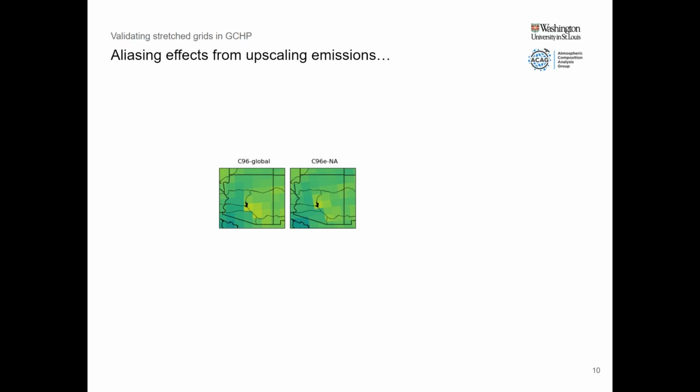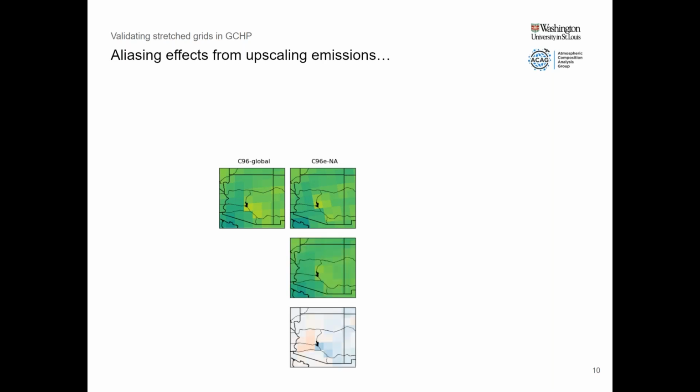Okay, so now I'm going to illustrate where things get a little bit tricky. On the left is a cube sphere simulation, and on the right is a stretch grid simulation. They have about the same resolution, and this area is Phoenix, Arizona, and we're looking at ozone near the surface. Just from inspection, you can see that these two simulations look like they're doing approximately the same thing, but it's a little bit hard to tell how significant the differences are. So the obvious thing to do would be to regrid the stretch grid data to the cube sphere and then compare, look at the relative differences. That's what this bottom plot is: the relative differences of these two simulations.